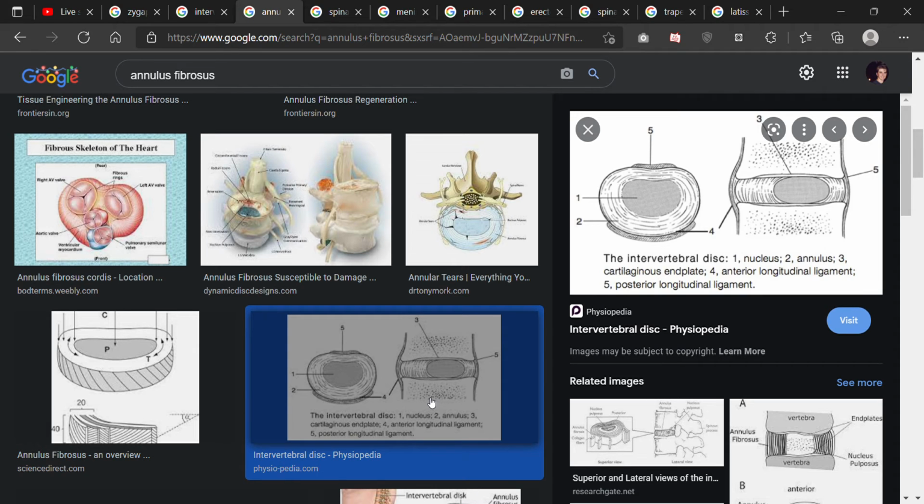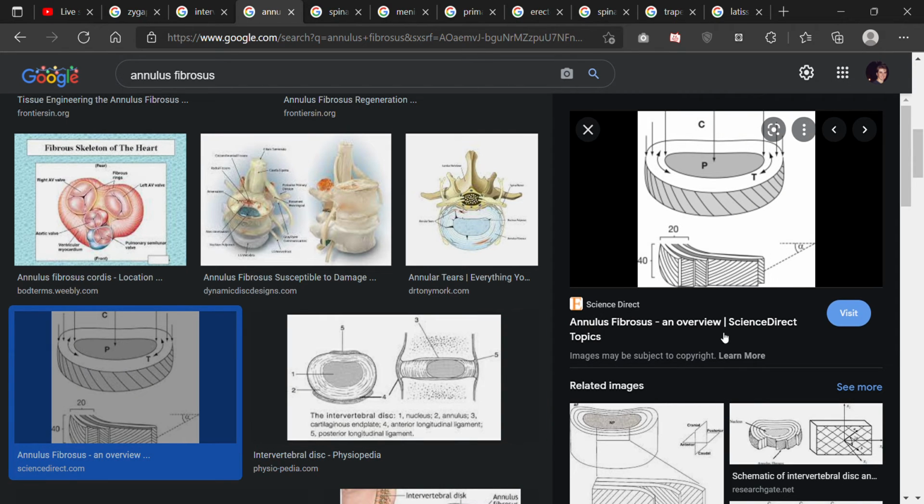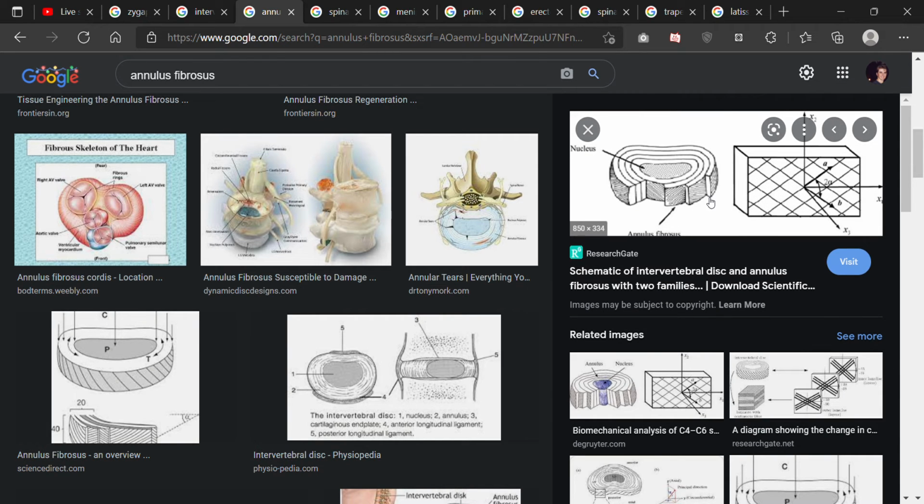It's mostly water, like a ball here. And then you have the annulus fibrosus, whose fibers are very interesting. Look at this. They are oblique, and they are opposite. If the first layer runs right to left, then the next layer inside runs left to right, and they crisscross and create a lattice pattern.